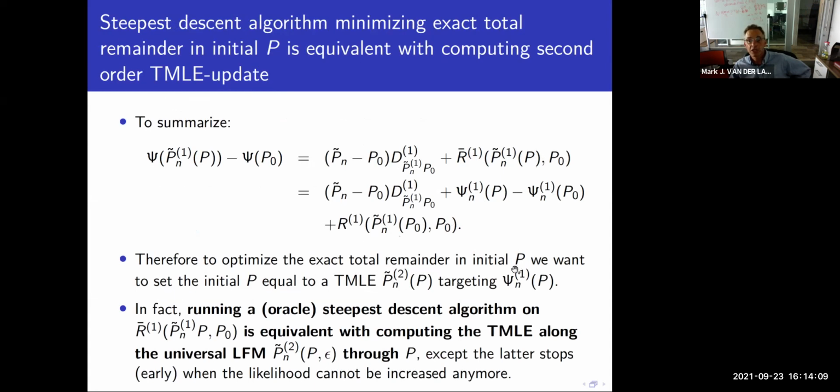So suppose I say I start with an initial P and run a steepest descent algorithm. Then I would need to know the canonical gradient of this. But the canonical gradient of the exact total remainder is the same as the canonical gradient of that up to a scalar. So again, we have this property that running this oracle steepest descent algorithm, literally optimizing the exact total remainder we care about, so that we get maybe even a third order term instead of a second order difference relative to the empirical mean of the efficient influence curve, corresponds precisely with computing this second order TMLE, this optimizing in the initial, running the second order TMLE along this universal least favorable path, except again, it has to stop when the likelihood is maximized, because then it doesn't know which direction to go anymore.